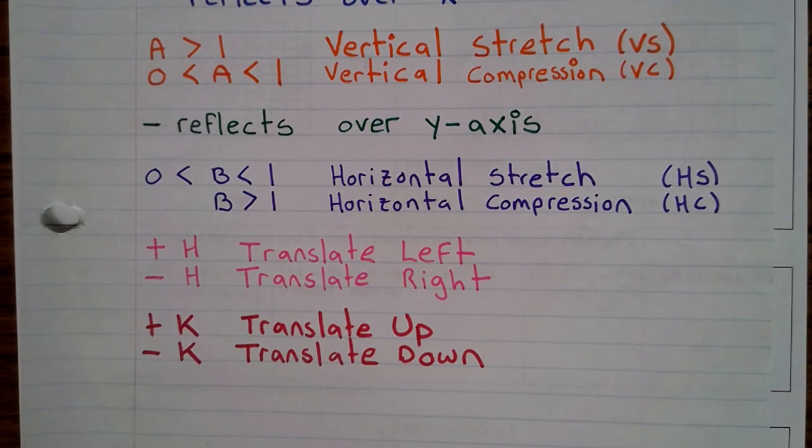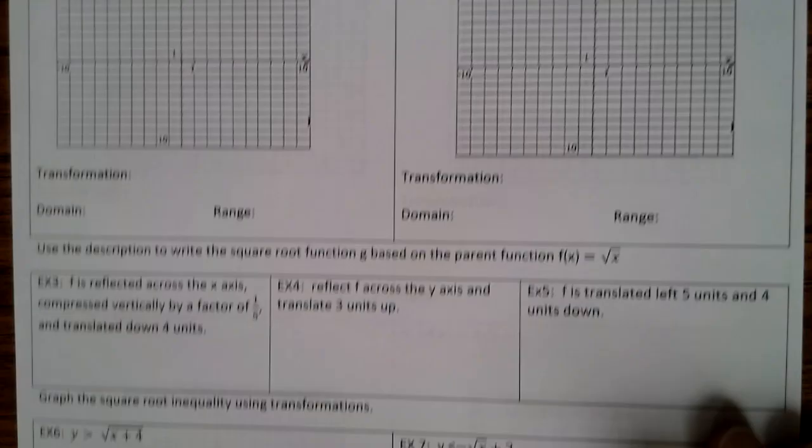When it's plus h, it translates left. When it's minus h, it translates right. When it's plus k, it translates up. When it's minus k, it translates down. You would finish up your notes. All right, now your notes are updated. Let's look at our examples.